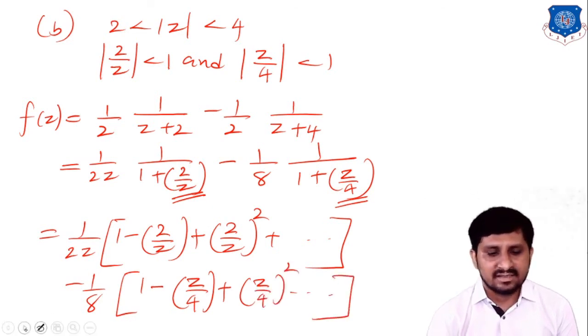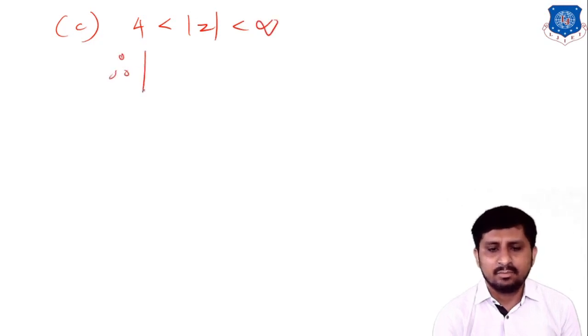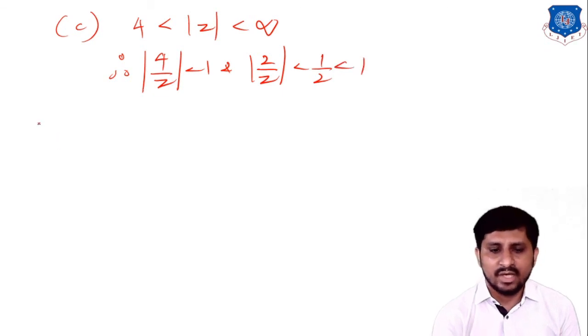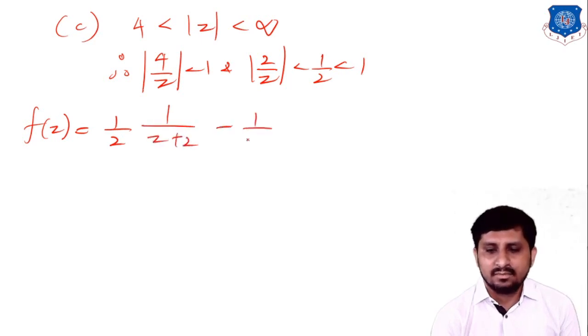Okay, and the last region, that is mod z greater than 4. Basically that can be written as 4 less than mod z less than infinity. So I can write mod 4 by z less than 1, and also you can write mod 2 by z less than 1 by 2, less than 1. Now what is f of z? The value of f of z, that is 1 by 2, 1 upon z plus 2, minus 1 by 2, 1 upon z plus 4.